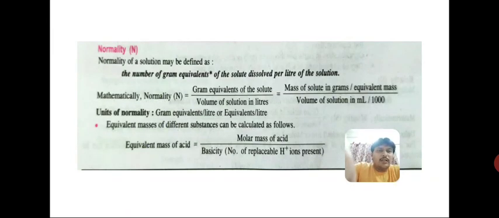Okay students, so the equivalent mass of acid is molar mass of acid upon basicity. Basicity is the number of replaceable H plus ions present in the acid. For example, HCl after ionization gives 1 H plus, right students? So this one H plus is the basicity of HCl. If you find the equivalent mass of HCl, we put the molar mass of HCl, that is 36.5, upon 1, right? So it has the same value as its molecular mass because the basicity of HCl is 1.